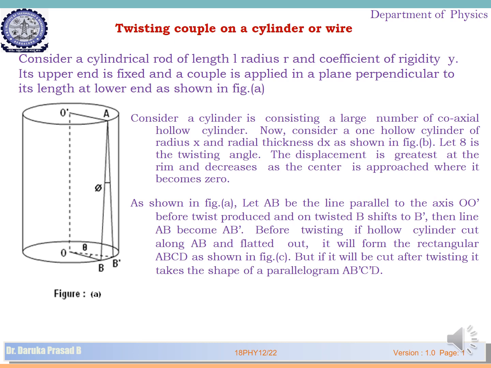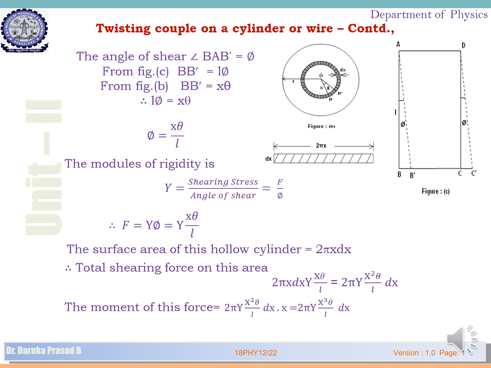Let us consider the angle subtended by this, that is angle BAB dash is phi, and consider angle BOB dash as theta. Shear stress by angle of shear: shear stress is F by A, that is force per unit area, by angle of shear phi. Then F is equal to eta into phi, or eta into x theta by L. The surface area of this hollow cylinder is 2 pi x dx. Therefore, the total shearing force on this area is 2 pi x dx into eta into x theta by L.